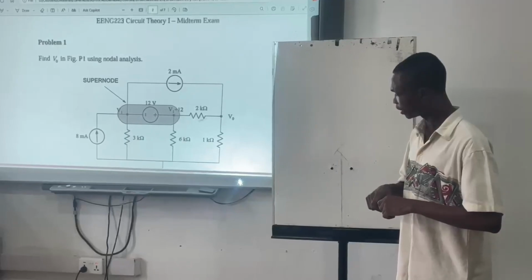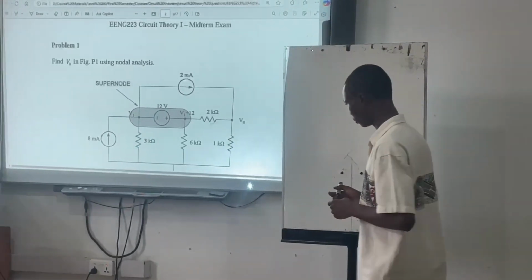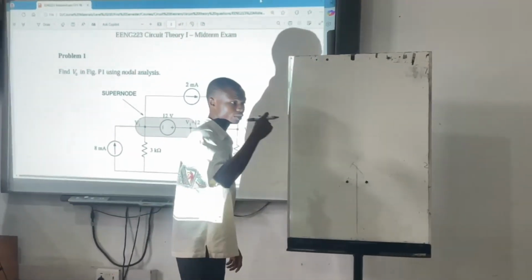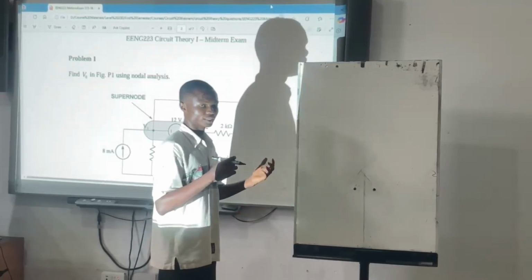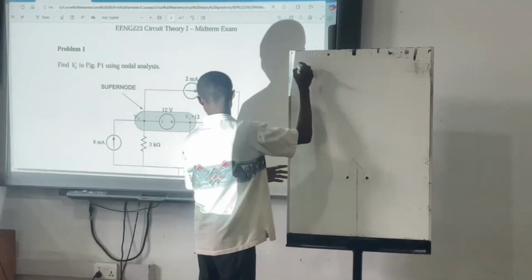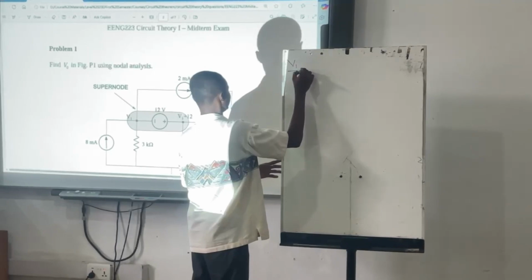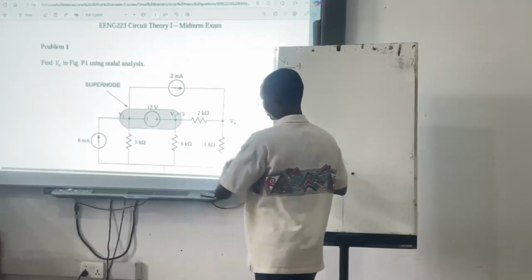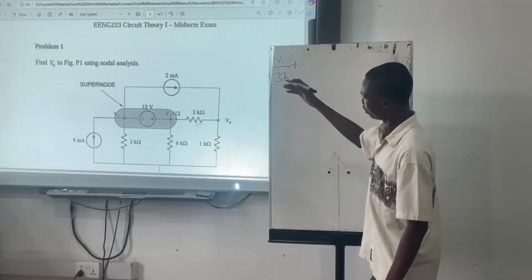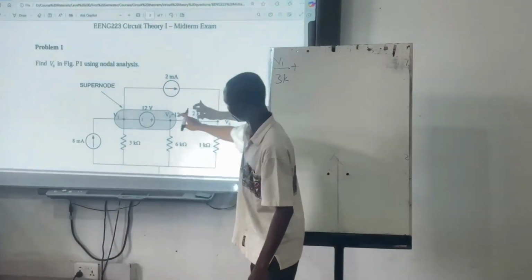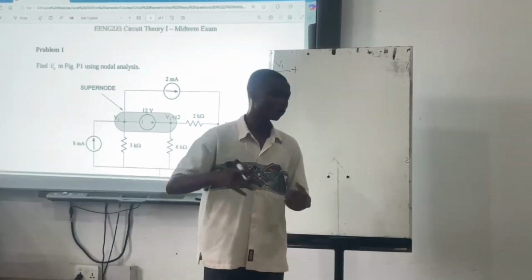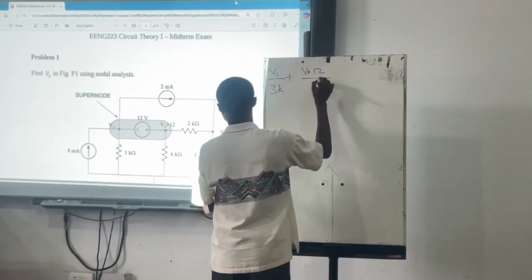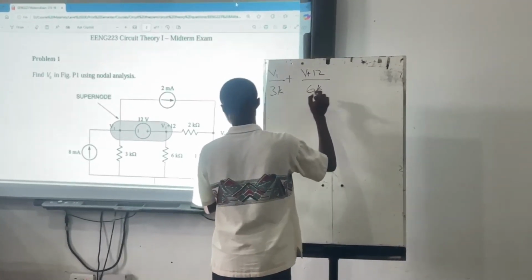So we are going to solve it as such. Now, if we take node V1, according to Kirchhoff's current law and Ohm's law, we have the voltage over the resistance, and that will give us the current. So we have V1 over 3 kilo ohms, plus we have another current here, which is V1 plus 12 over 6 kilo ohms. That will give us another current.